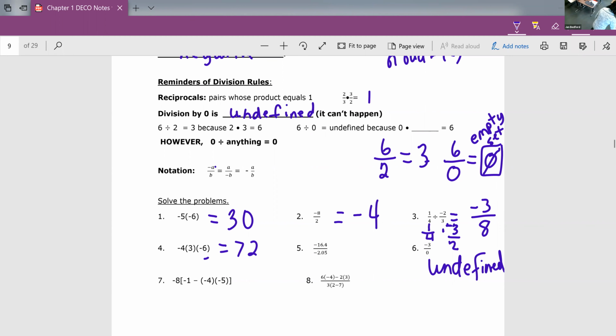We've got a couple of order of operations questions. I want you to see if you can come up with the right answer on number 7. So you figure out what you need to do first, and then we'll talk to see if we all get the same thing.